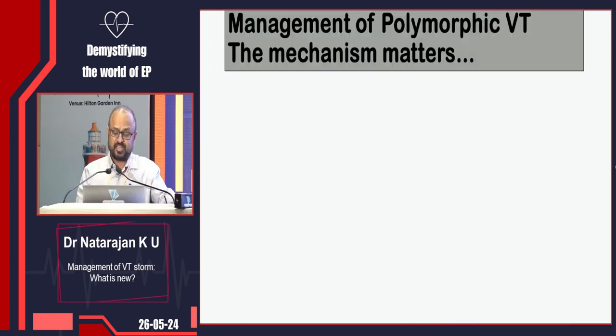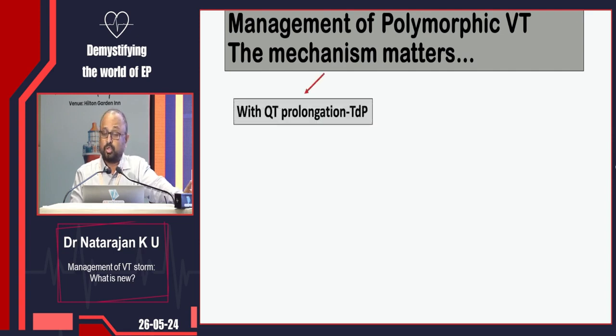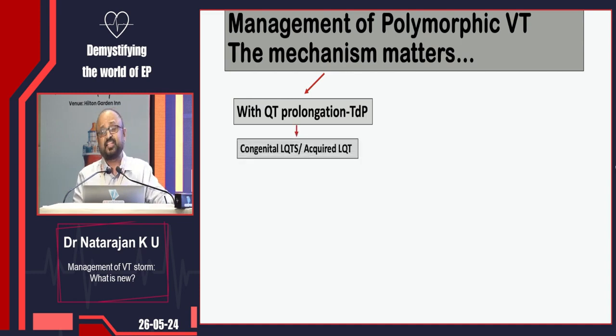Mechanism of polymorphic ventricular tachycardia. The management of polymorphic ventricular tachycardia depends on the mechanism. So it's very important to understand whether it is due to long QT. When there is QT prolongation, you call it torsades. And if it is not QT prolongation, we call it polymorphic VT as such. If there is QT prolongation, it can either be congenital or acquired. And the mechanism is early afterdepolarization.